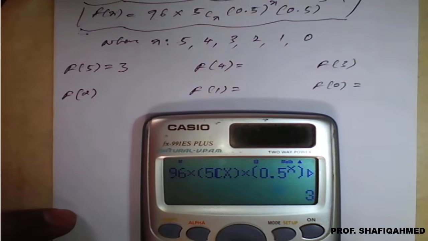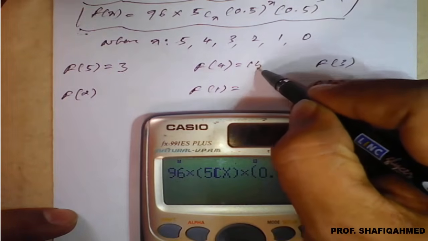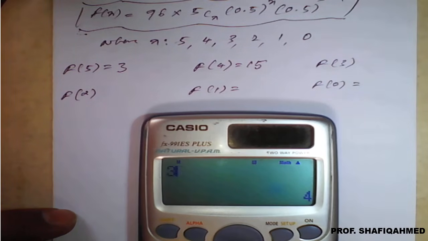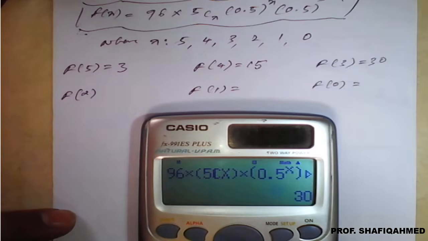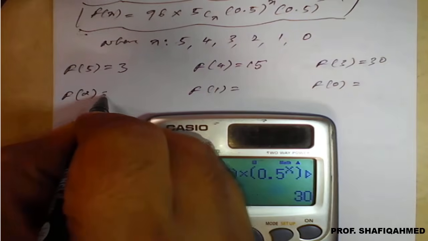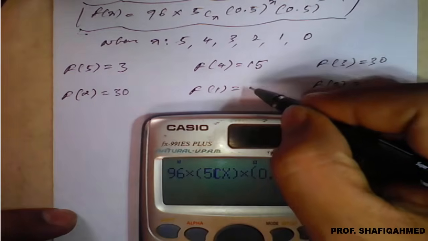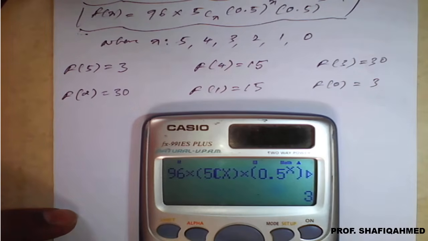Now when x is 4, it will be 15. So mention here 15. Next, calc when x is 3, it will be 30. Similarly, when x is 2, it is 30. When x is 1, it is 15. When x is 0, it is 3. So in this way we got the theoretical values.